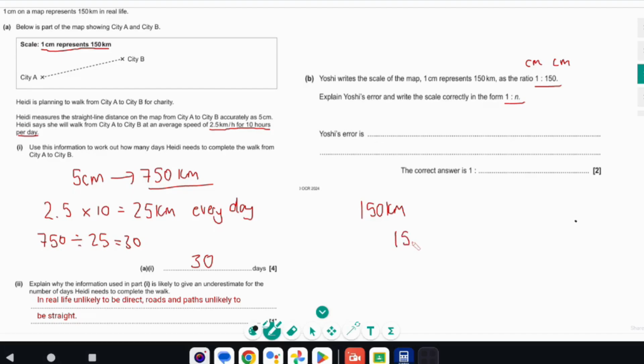150 kilometres, let's get it into metres first. 1 kilometre is 1,000 metres. So we multiply 150 by 1,000, 150,000 metres, sorry. So it's this many metres. We need to convert that now into centimetres. 1 metre is 100 centimetres. So we need to multiply this by 100. So we've got 15 million. So that is the correct answer.